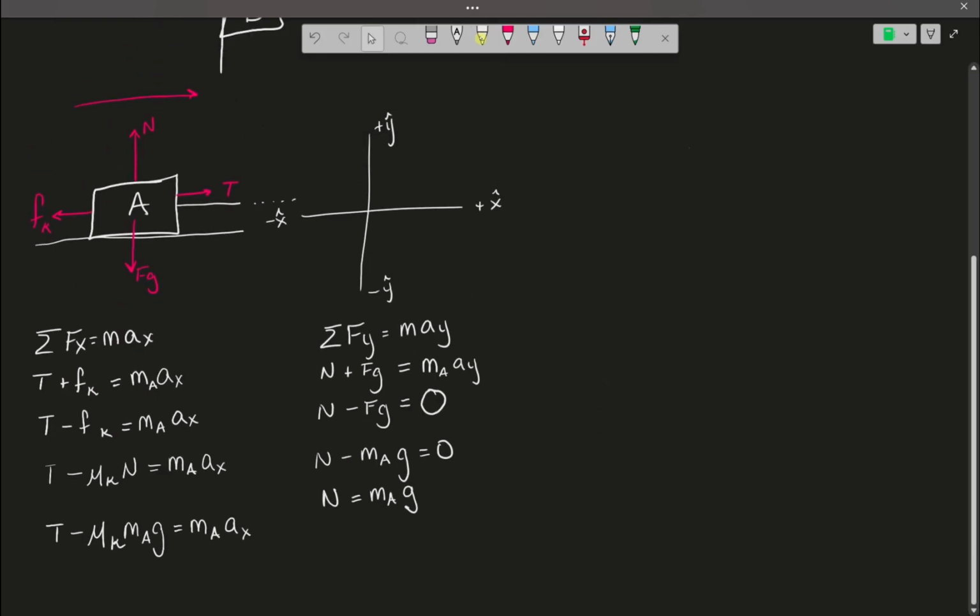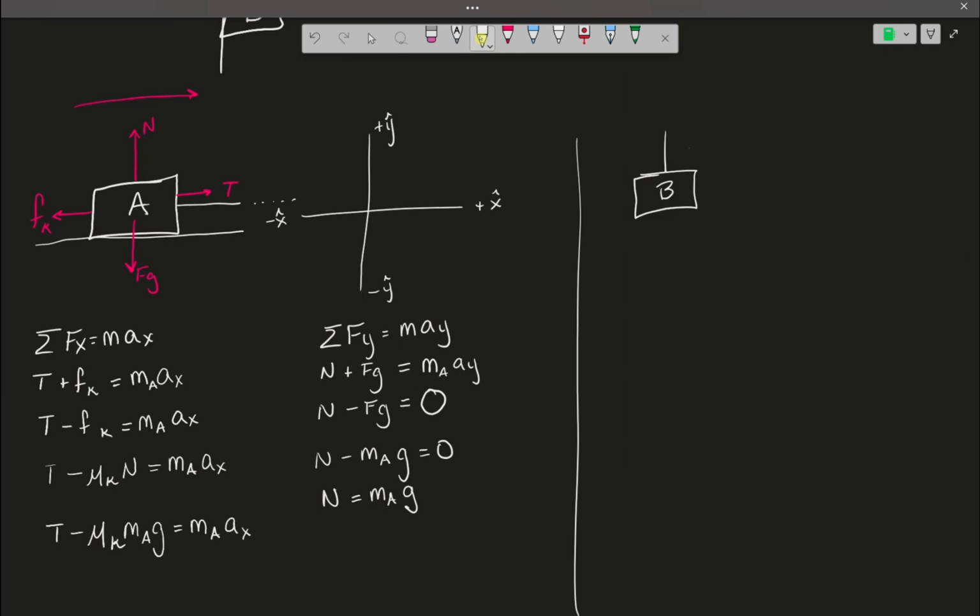Now I'm going to think about the other object. I'm going to think about block B. Block B is a lot easier because it's dangling off the edge of a table, right? So if this object were to move, it could move up or it could move down, but there's going to be no left-right motion, meaning that there's going to be no motion in the x direction. So the summation of forces in the x direction is mass times acceleration in the x direction. Because this isn't moving in the horizontal direction at all, it's not moving in the x direction, I have no forces in the x direction.